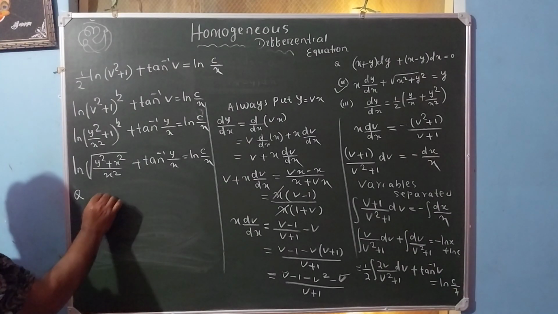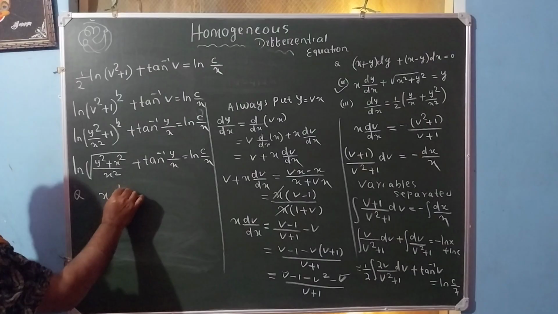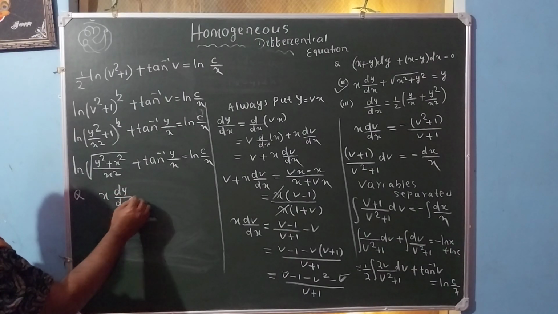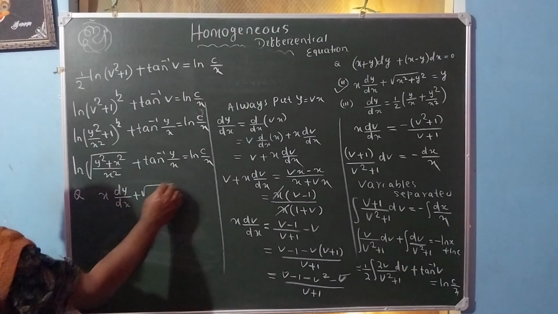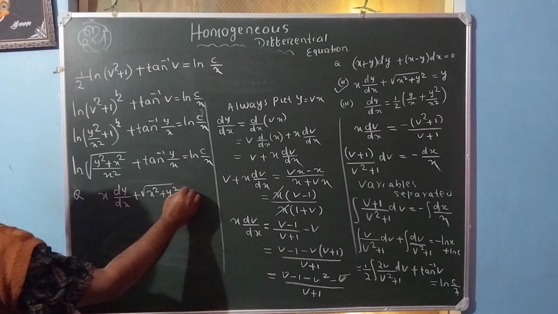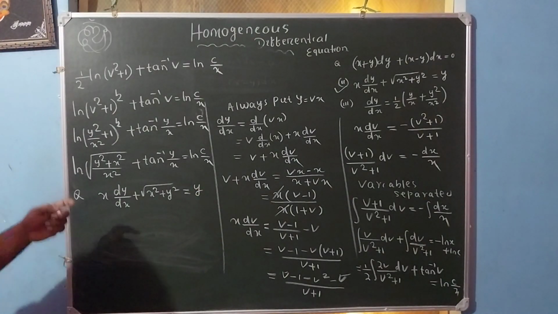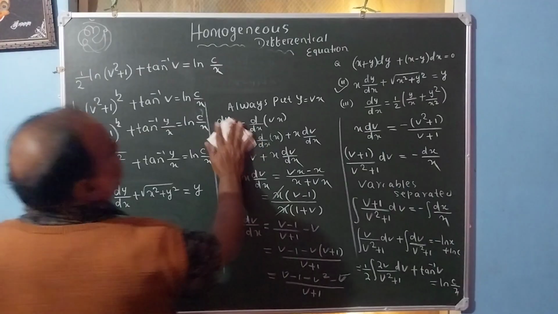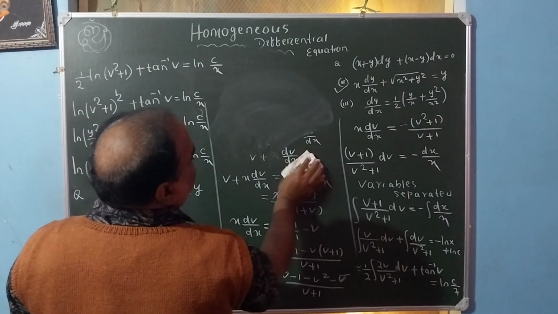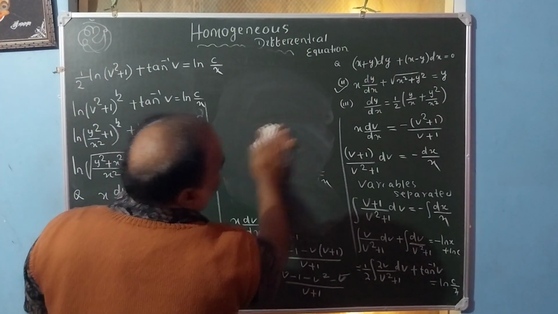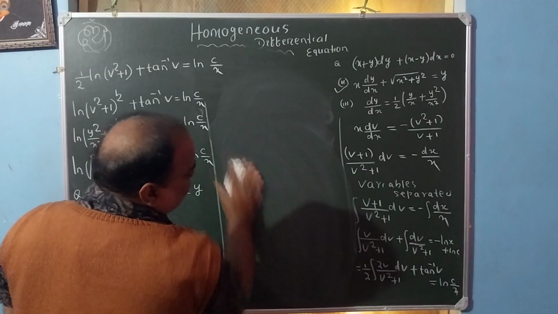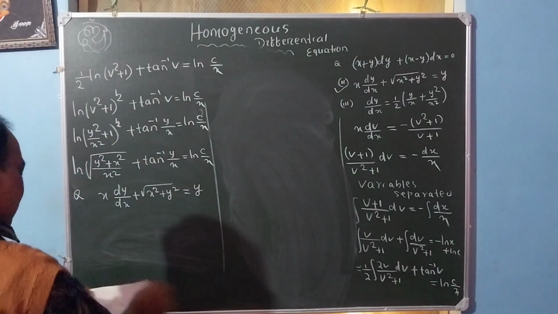x dy by dx plus root over of x square plus y square is equal to y. First of all, we have to bring this to a homogeneous differential equation.